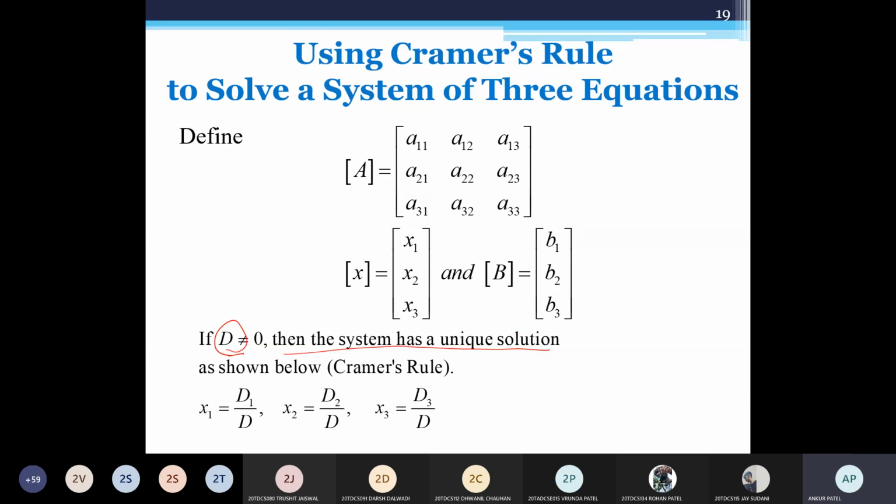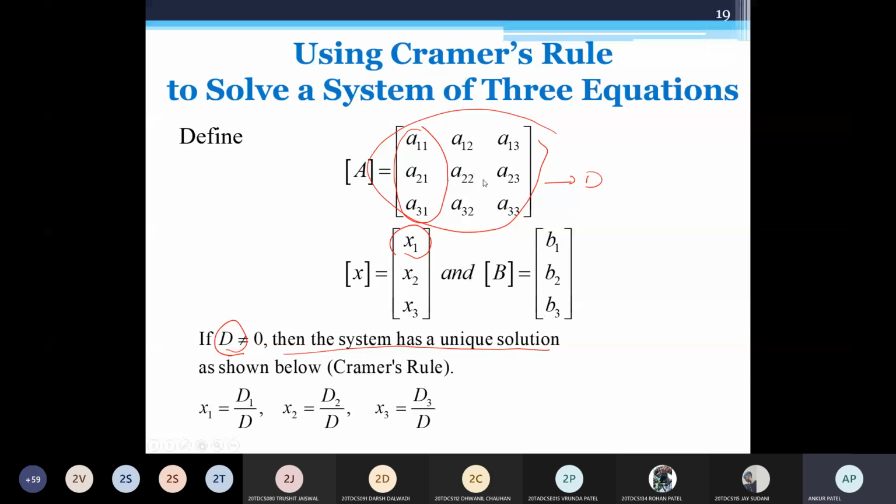For finding x1, we need to replace the coefficient column of x1 by the constants. Then for x2 we change that column by the constants, and similarly for x3. So we'll get this d1, d2, d3, and this is the overall determinant d.